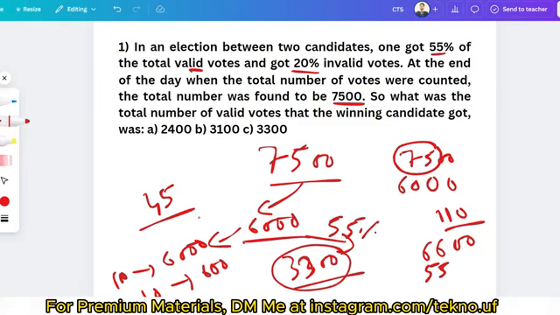Then the other candidates got a total of 45%, and they got the rest of the votes, that is 6,000 minus 3,300, so that becomes 2,700, right? So this is obvious, the vote count got by the winning candidate is 3,300.